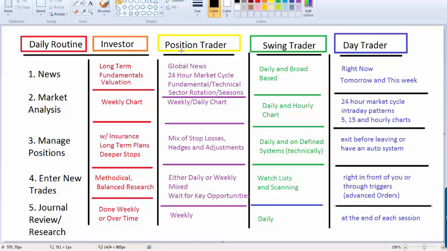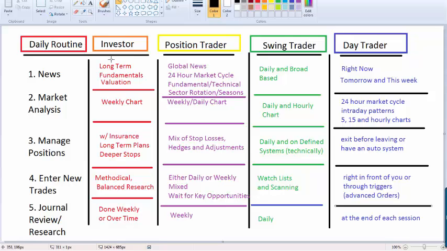Do you want to be a position trader that uses global news, the 24-hour market cycle, a mix of fundamentals and technicals, sector rotation, seasons? You have different management styles through different trading avenues, a little bit more advanced, I would say. Well, by the way, that's not even accurate. They're all advanced or simple depending on the system. Or do you want to be the investor that looks at long-term, fundamentals, valuation, weekly? Okay?